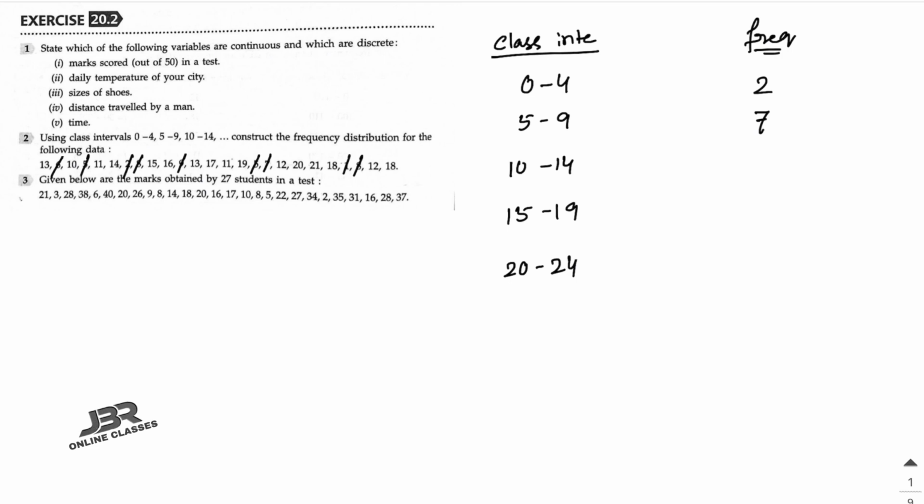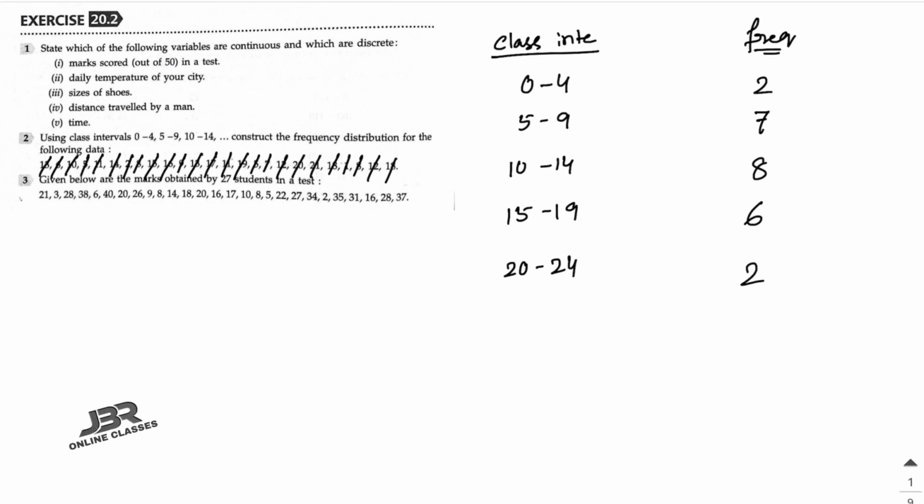Okay, now next one, 10 to 14. So here 10, 13, 11, 14, 13, then 11, then 12, next 12. So that means total 8 numbers are there. Next 15 to 19. So 15, 16, 17, 18, 19, 18, 18. That means 6 numbers are there. Now the last one, 20 to 24. So here 20 and 21. So only 2. So that is your frequency distribution table.